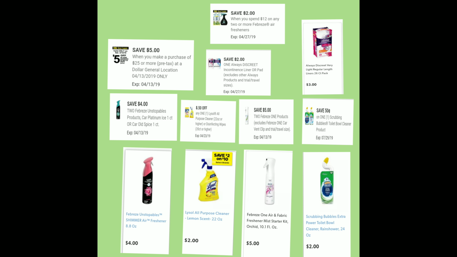There are some clearance ones out there, but I'm just getting the regular price ones to be on the safe side. You're going to need the Scrub Bubbles $2 product. We're going to use that $4 off of 2 for the Unstoppable Febreze, the 50 cent for the Lysol, the $5 off of 2 for the Febreze One, the 50 cent for the Scrub Bubbles. We also need to get Always Discreet. We're going to use that $2 digital for that. You're also going to need your $5 off of $25, and your $2 off of $12 for this transaction.